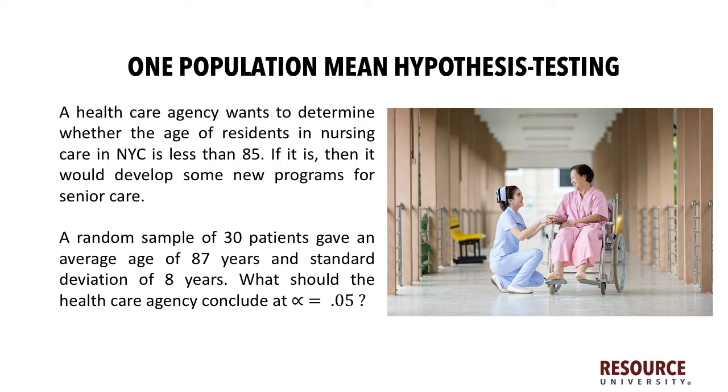A healthcare agency wants to determine whether the age of residents in nursing care in New York City is less than 85. If it is, then it would develop some new programs for senior care. A random sample of 30 patients gives an average age of 87 years and a standard deviation of 8 years. What should the healthcare agency conclude?